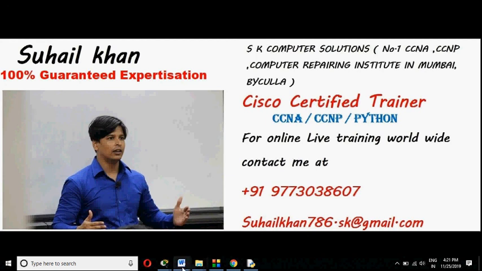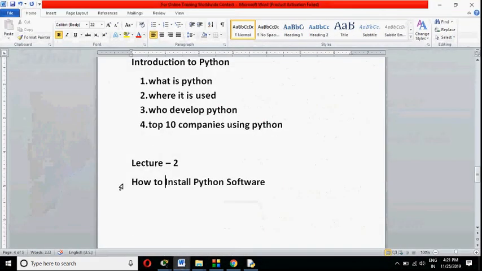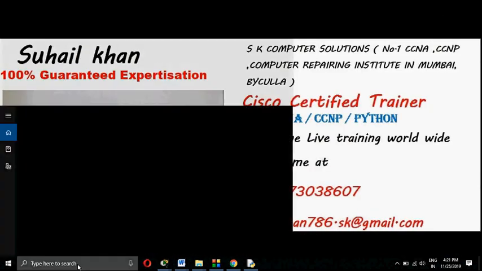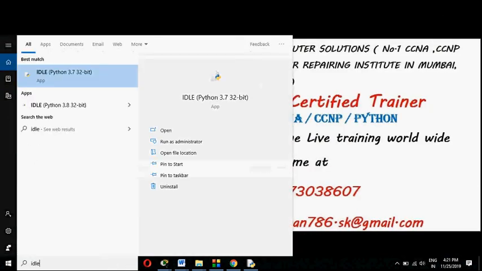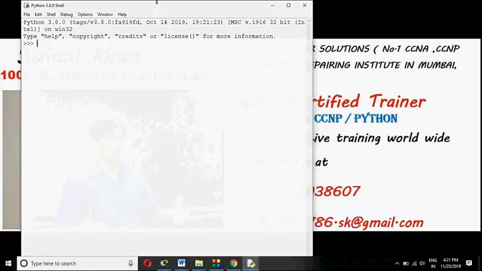So in lecture number 2, we have learned how to install the software for Python programming and how to search for it. Just go here and click IDLE. It will appear after installation and it will open like this. In the next lecture, I'm going to show you how to use this and all.